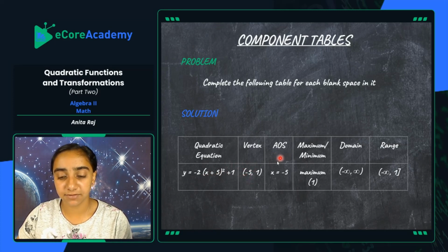Now let's get the axis of symmetry. Remember, the axis of symmetry is a vertical line, x equals h. So your vertical line is going to be equal to the x-coordinate of your vertex. So your vertical line, which is your axis of symmetry, is x equals -5.